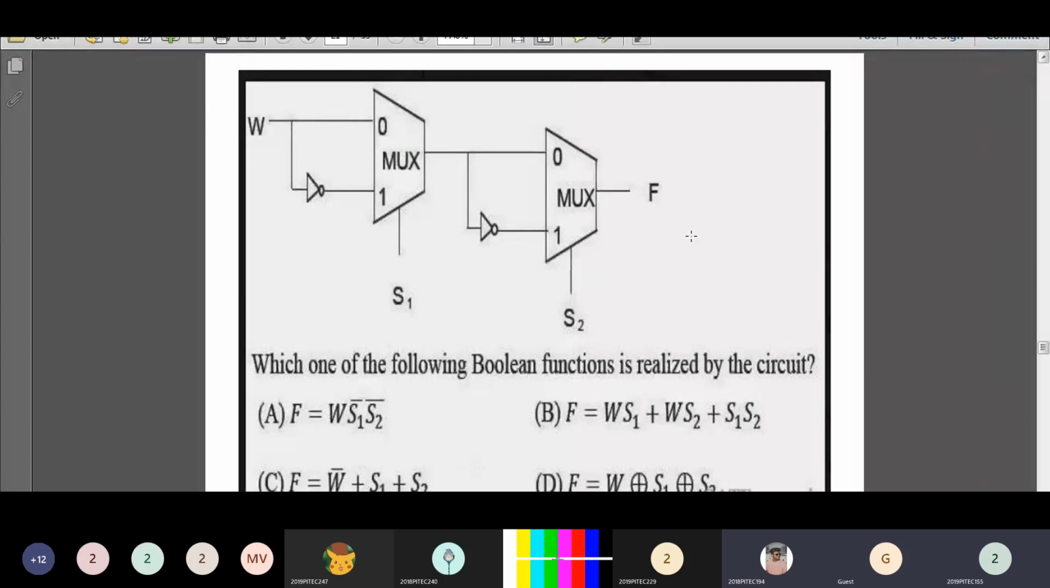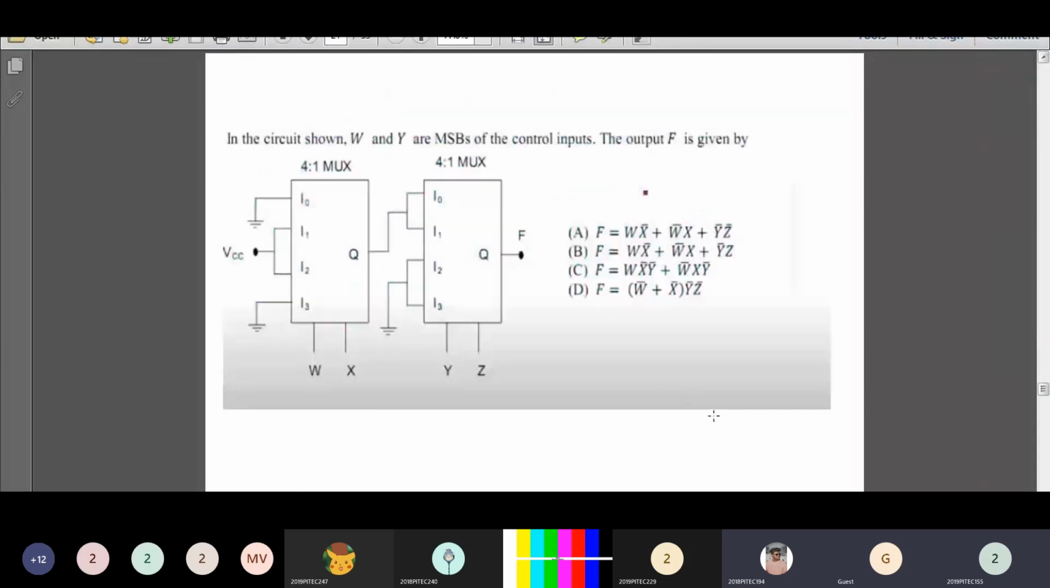I0 is connected to W. Look at the first multiplexer. This is I0, and this is I1. As this is a 2 cross 1 mux, we will have one selection line and two input lines. This is the first input line I0, which is connected to W. This is I1, the second input of the multiplexer, which is connected to the complement of the input variable W. So W dash is connected to the second input. W is connected to the first input and W dash is connected to the second input.